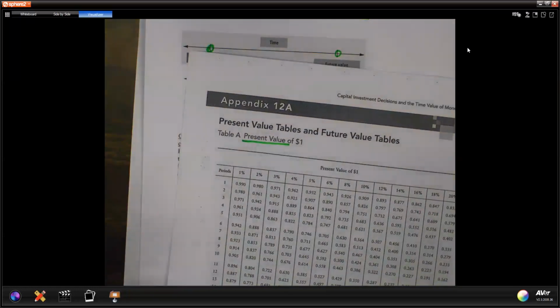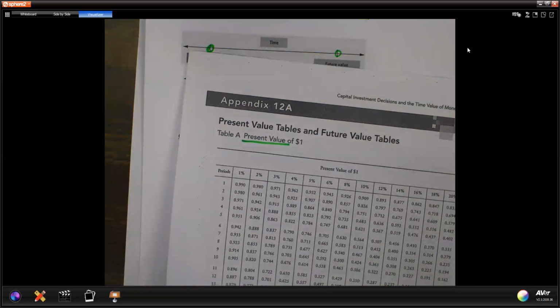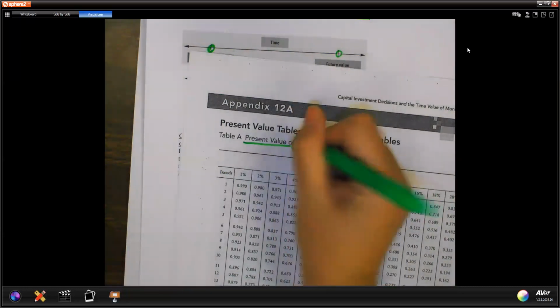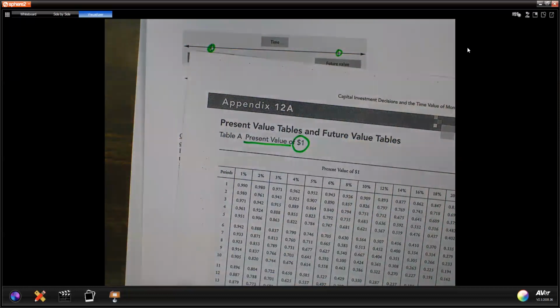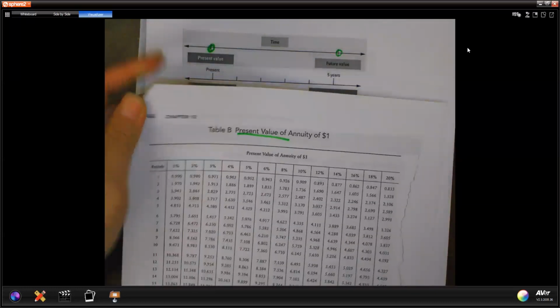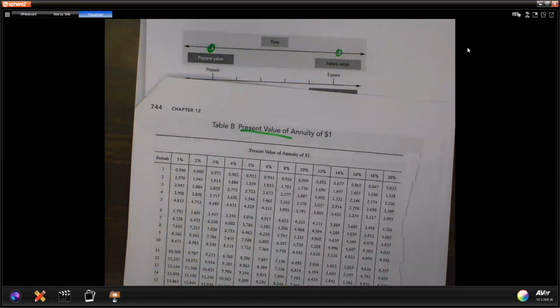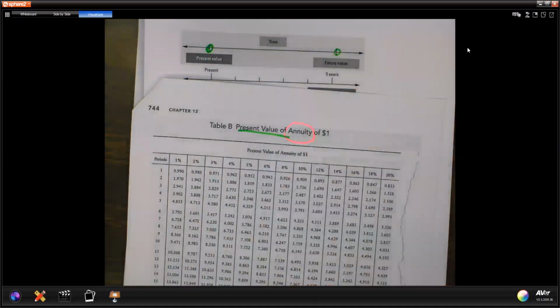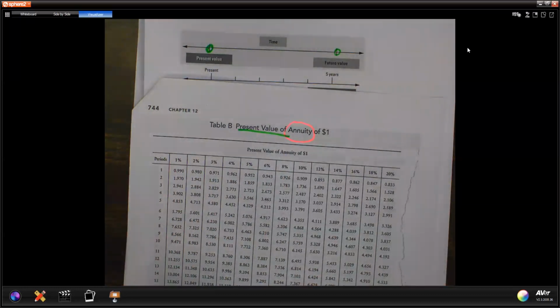So what's the big difference between table A and table B? Table A is about the present value of $1, and table B, if you read it, is about the present value of an annuity of $1. What's the meaning of annuity? Every year you have the same amount of money. When you make a payment for the car, your student loan, the mortgage, or your retirement, every year you pay 20,000. That's an annuity. If that's the case, you need to use table B.